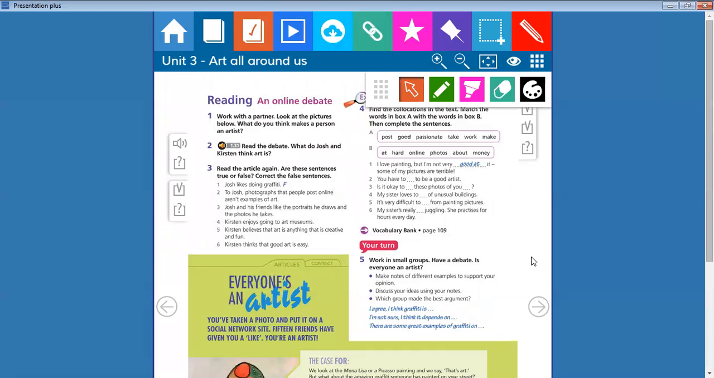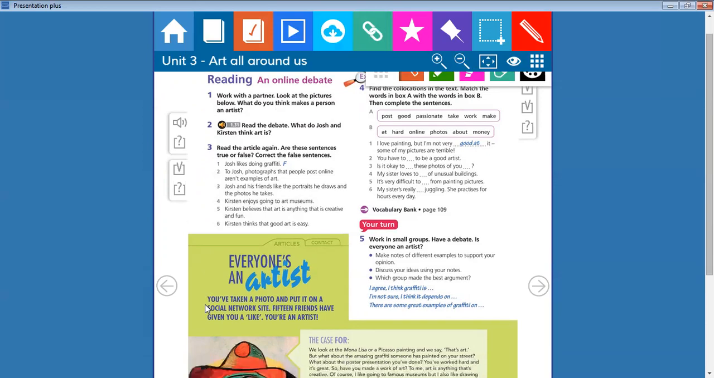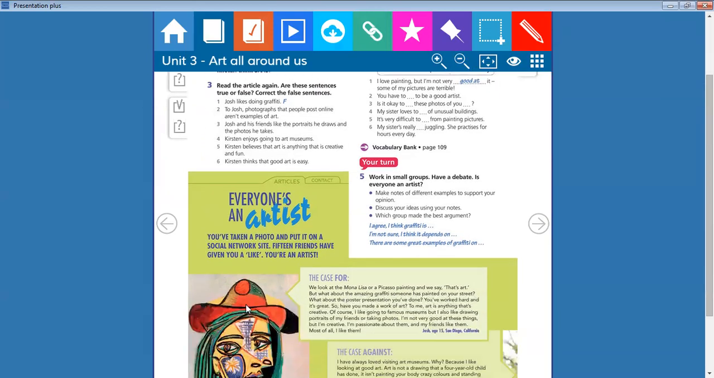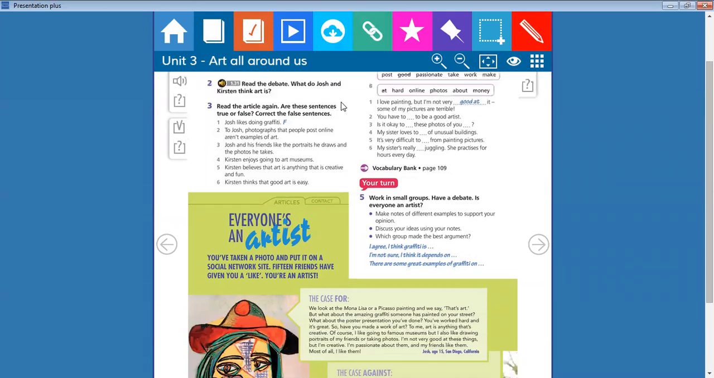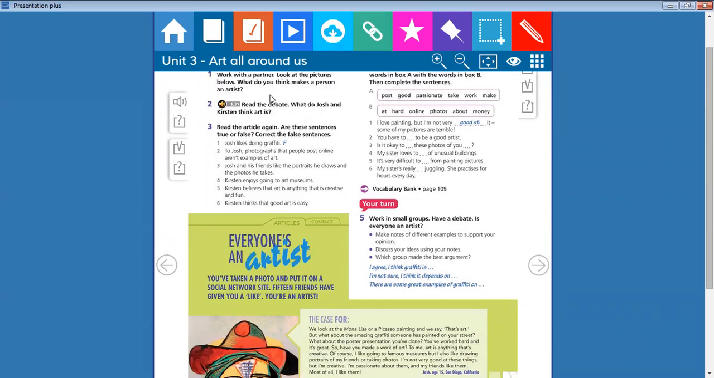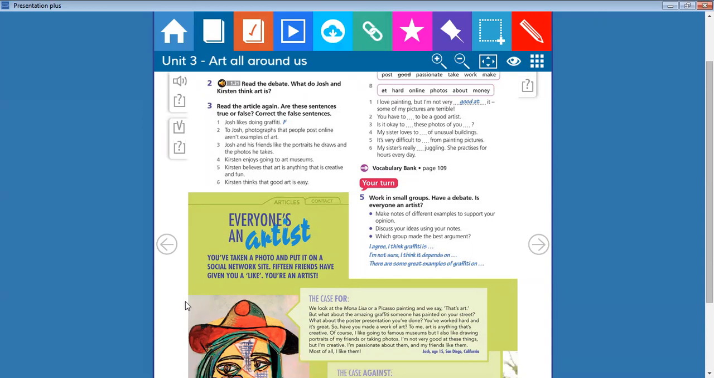Look at this. Work with a partner. Look at the pictures below. What do you think makes a person an artist? Look at the pictures below. You have to look here. Okay. What do you think about this? What do you think makes a person an artist? For example, he's creative, he has more imagination.